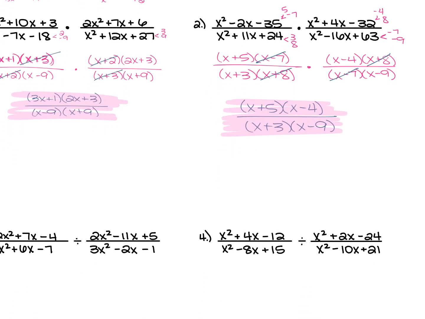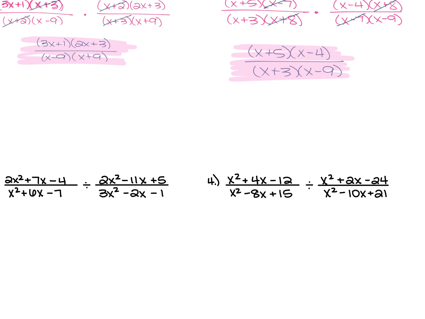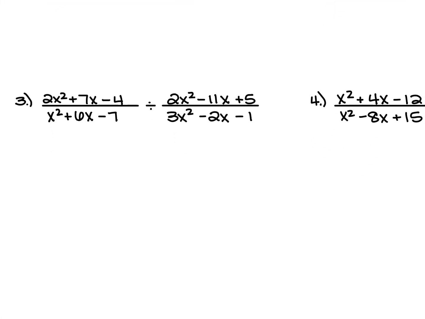Looking at number 3, we have division now. So with this one, you have 2x squared plus 7x minus 4 over x squared plus 6x minus 7 divided by 2x squared minus 11x plus 5 over 3x squared minus 2x minus 1. Remember, with division of fractions, you can simplify first, then keep, change, flip.